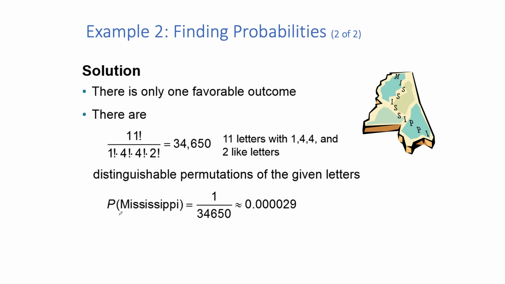So the probability that when you arrange 11 letters in a random order, the probability that you end up exactly arranging them in this order of getting Mississippi is 1 over all the possible different ways you could arrange the 11 letters, 34,650 ways. So this is the probability of just randomly taking these 11 letters, putting them on the table, and then they are arranged as Mississippi.